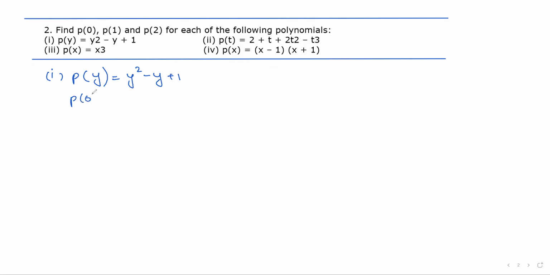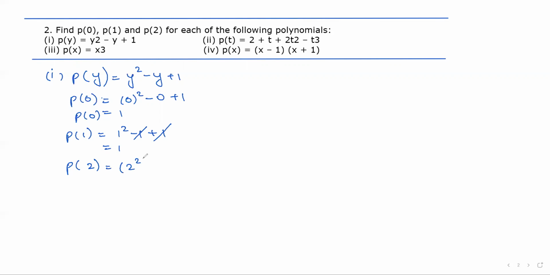So P of 0 is equals to 0 square minus 0 plus 1. This is equals to 1. P of 1 will be equals to 1 square minus 1 plus 1. So this is also equals to 1. P of 2 will be equals to 2 square minus 2 plus 1. 2 square is 4. 4 minus 2 is 2. 2 plus 1 is 3.